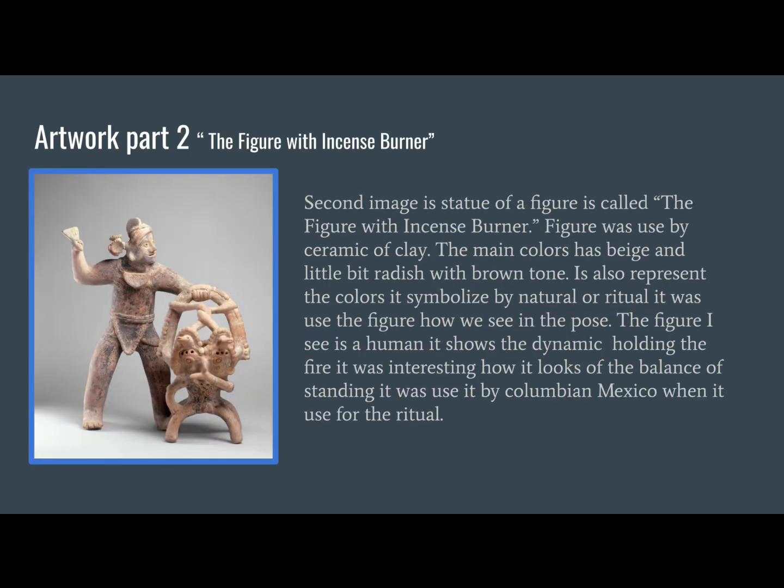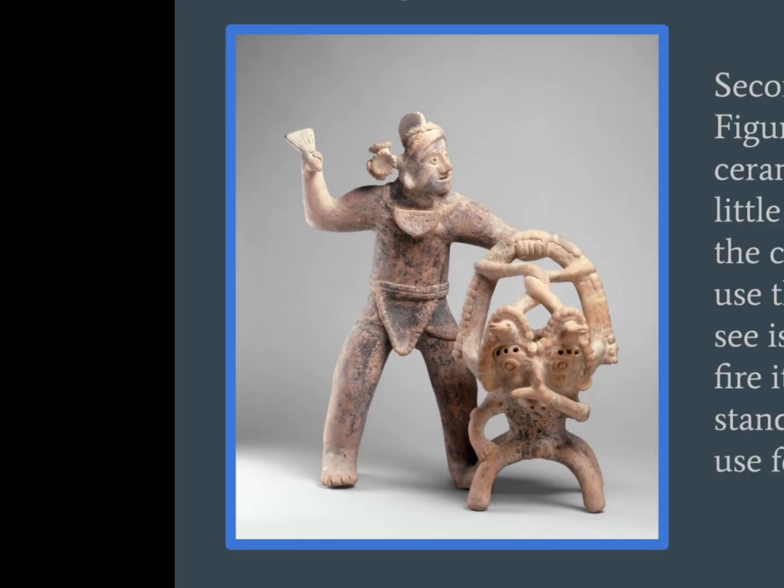Alright, and here is the last one. The artwork part 2, the figure with the incense burner. This is my favorite part. I really like this artwork. It is made of clay, ceramic clay. And I really like this because it has a pose and it tells a story, which makes it more interesting, like something happening in that century. This is from the Colima culture in ancient Mexico. It was made around the 2nd century BCE to the 3rd century CE.